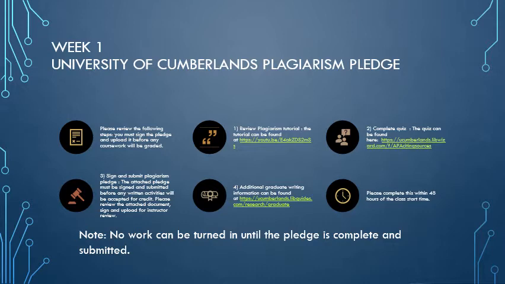You need to watch the plagiarism tutorial, and make sure that you understand what plagiarism is and what the consequences of it are. Take the plagiarism quiz at the link that's provided also within the course room. Then you need to sign and submit your plagiarism pledge in the appropriate spot inside of the course room, and you must do so before any activities, certainly any written activities, will be graded. So that's a hard rule. You must do so. And also, you probably want to take a look at some of the graduate writing information that can be found inside of the library.